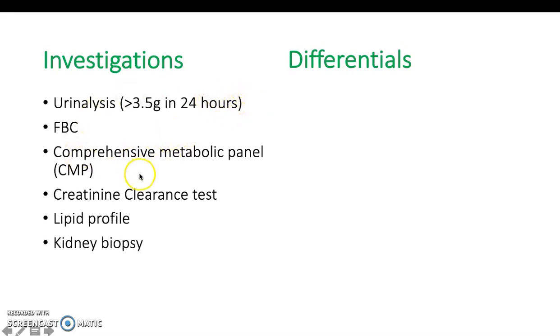You want to do a comprehensive metabolic panel, which will look for the low albumin levels. Creatinine clearance test will assess the glomerular filtration capacity, which is really important to assess the function of the kidneys and the glomerulus. The lipid profile is to look for the high levels of cholesterol, specifically LDL. And then kidney biopsy is to try and find a primary cause if the others have been ruled out.